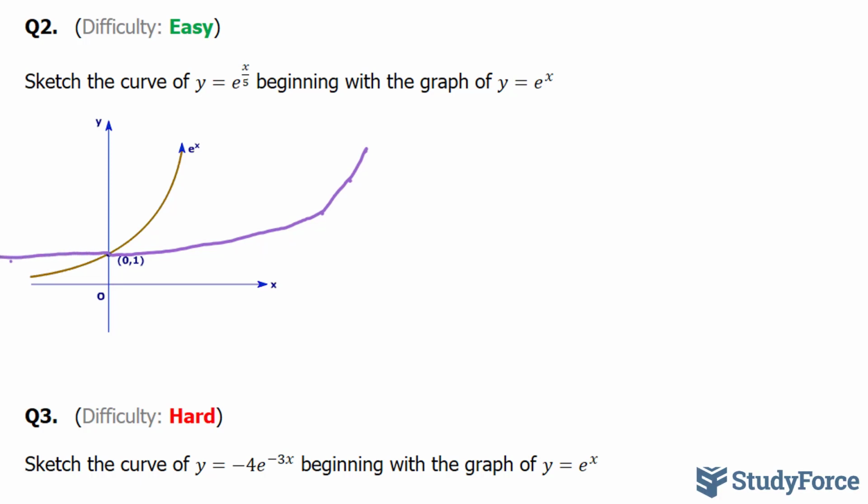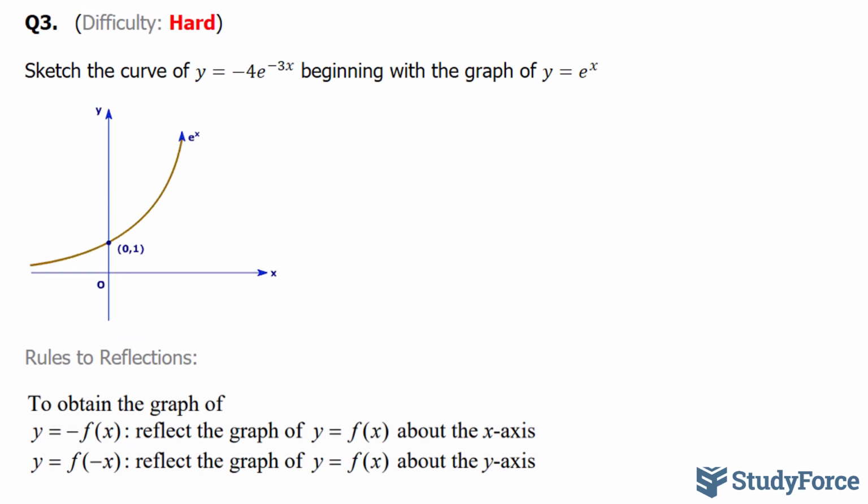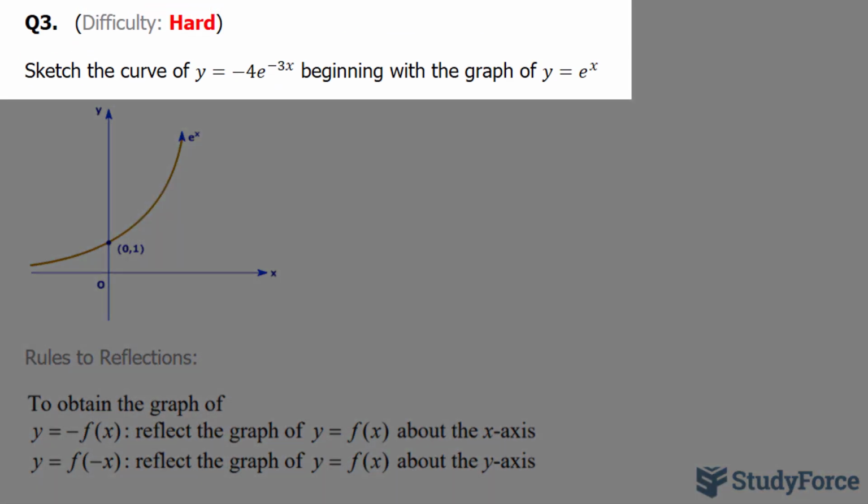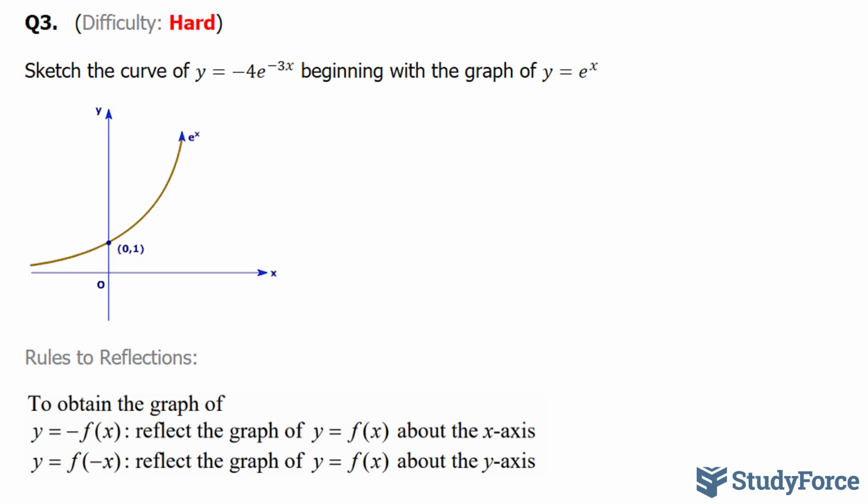In our last example, which happens to be the most difficult one, we are expected to sketch the curve y is equal to negative 4 e to the power of negative 3x. The first transformation that we will apply is this one right here. And what that tells us is that we will compress this curve by a factor of 3. So the first thing that we have to do is compress the curve by a factor of 3. That's the first thing. So all of these points will be compressed. This will be compressed by a factor of 3.